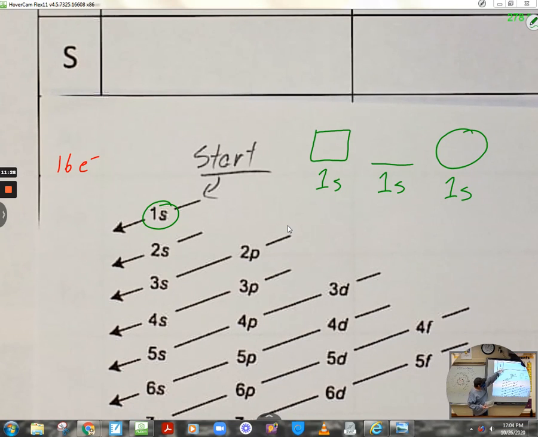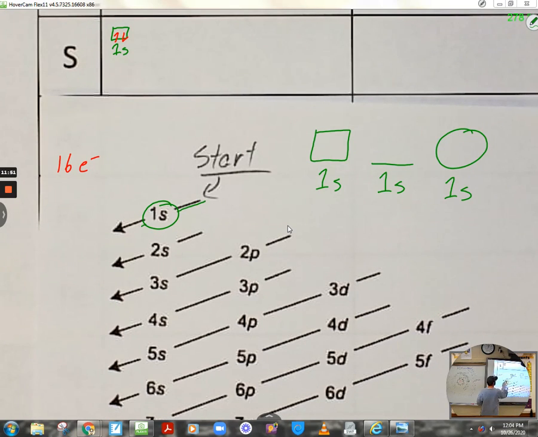Okay. So for this first one, I'm just going to use boxes. So I'm going to come up to my sulfur, and I'm going to start by drawing a box to show my 1s orbital, and I'm going to go ahead and drop 2 electrons in there. So there's 1, 2. Okay? So, 2 down, how many left to go? 14 more. So I'm going to follow my arrow diagram.